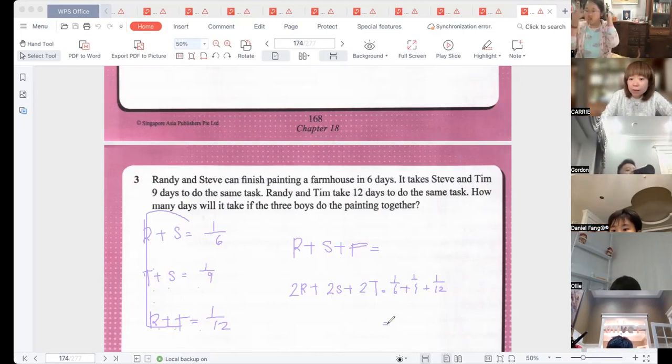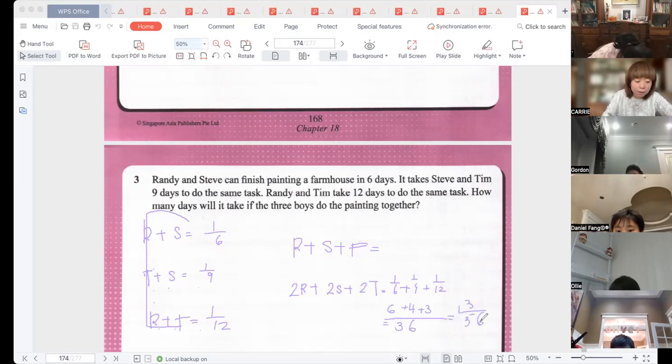So can anybody tell me how to do it? This one is very easy. 6 plus 4 plus 3 equals 13/36.